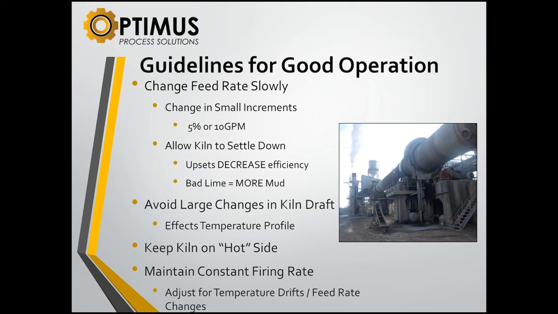Avoid large changes in kiln draft. This affects the temperature profile. Changes in temperature profile can significantly affect ringing within the kiln. Keep the kiln on the hot side. We're not saying just this side of smelting the kiln, but it is a lot easier to cool down a kiln than it is to heat it up. Maintain a constant firing rate while adjusting for temperature drifts and feed rate changes accordingly.